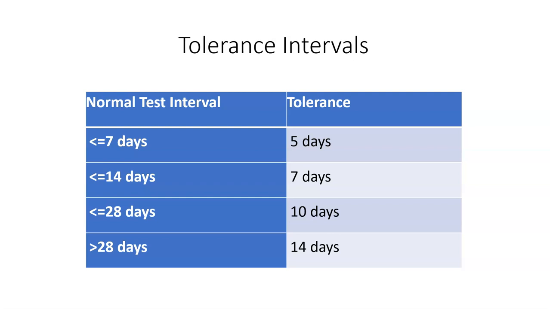Now, tolerance intervals are proportional to the normal test interval that the patient is on. So if you're seeing somebody every week, they'll have a tolerance of 5 days. If you're seeing them every 2 weeks, they'll have a tolerance of 7 days. If you're seeing them up to a month, they'll have a tolerance of 10 days, and over a month, they'll have a tolerance of 14 days. Older configurations actually have 28, but we can change that. If you want to bring that down to 14, or extend it to 28, that is possible.